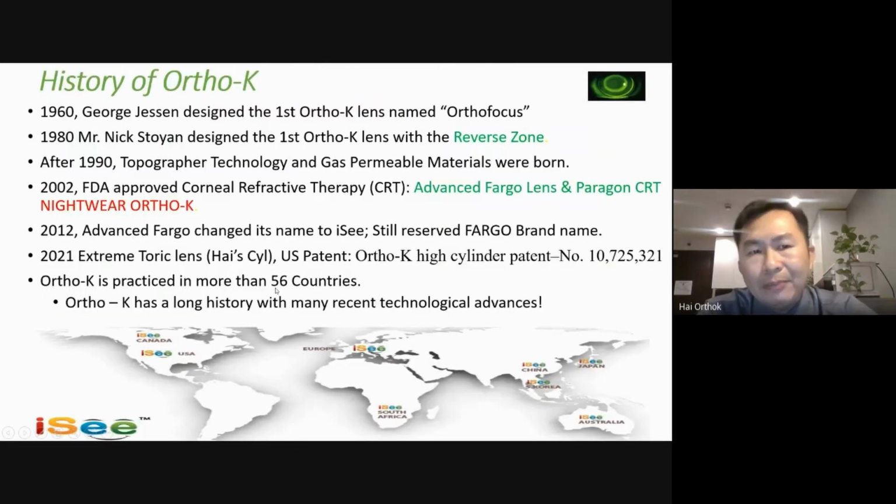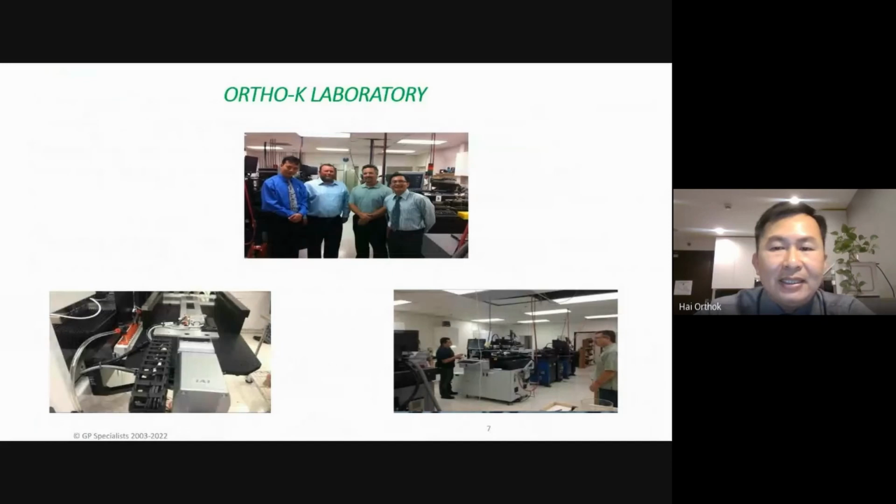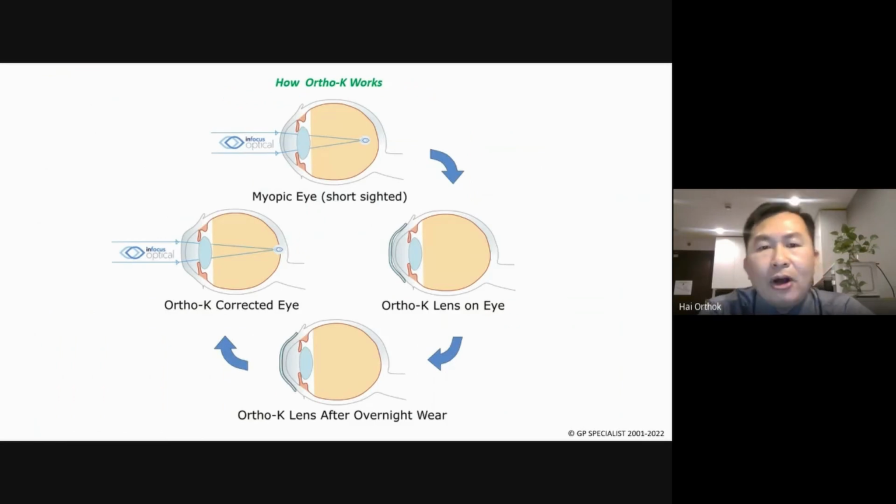So the history of orthokeratology, I'll just skip the information and go into 2002, when the FDA approved the first orthokeratology designs, Paragon CRT and Firewall lens, and also the material Paragon XDS for night-wear orthokeratology contact lenses. And this is one of the GP Specialist labs 12 years ago. So how does orthokeratology work? This information is for the patients who are actually looking into orthokeratology treatment.